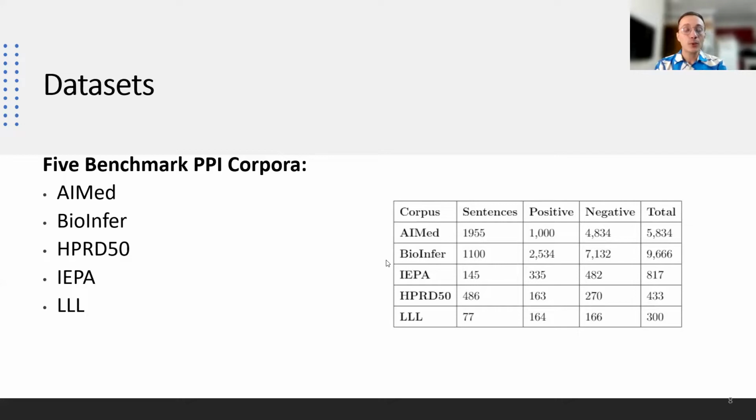Each corpus contains a different number of sentences and protein pairs. For example, AIMed and BioInfer are the largest corpora among them, and the other 3 corpora are much smaller compared to these 2. Furthermore, each dataset contains different proportions of positive and negative protein pairs. We can say that AIMed and BioInfer are very imbalanced, considering the positive and negative protein ratio. So it was one of our challenges throughout our study.